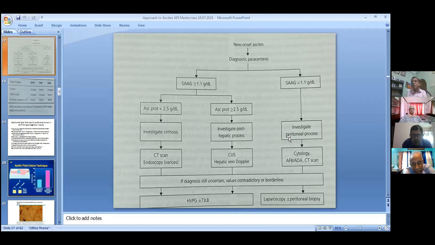But if the SAAG is less than 1.1, then investigate for the peritoneal process, that is cytology, AFB and ADA and CT scan, and after that may need laparoscopy and peritoneal biopsy, both for the diagnosis of tuberculosis or malignancy. This is the important test for evaluation of ascites.